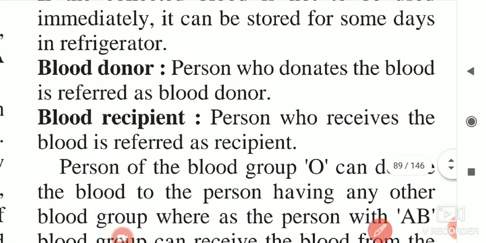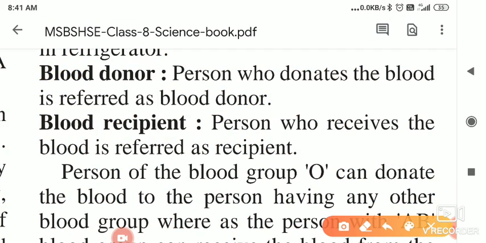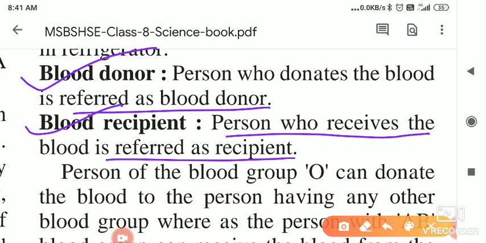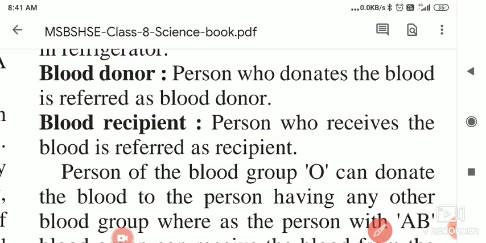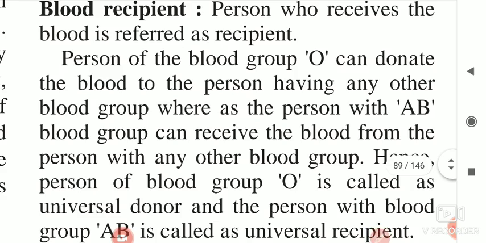Next, it is the blood donor. The person who donates the blood is referred to as a blood donor. And blood recipient means the person who is taking the blood. The person who receives the blood is referred to as a recipient. Okay, these are the definitions of blood donor and blood recipient.